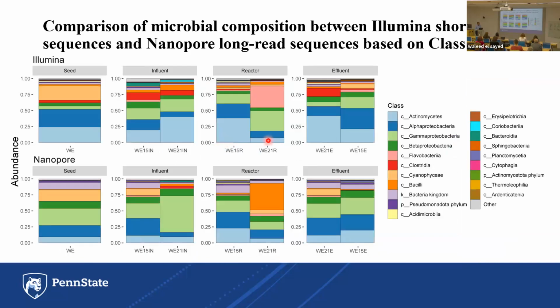But when we did the analysis based on class, we found it relatively matching. So we plan to do more analysis, and probably we can try another method to analyze the microbial community and make a comparison between Illumina and nanopore.